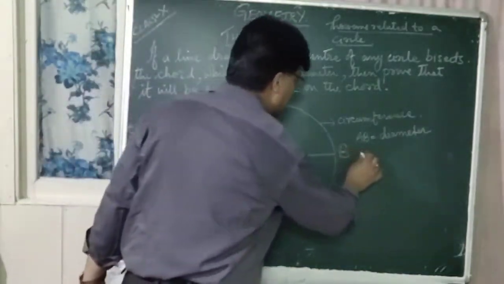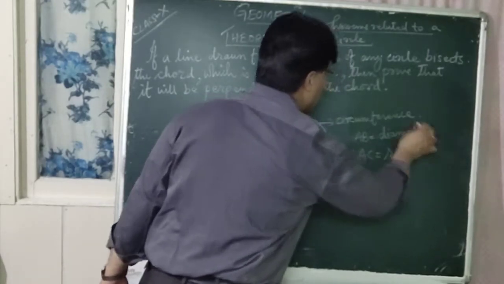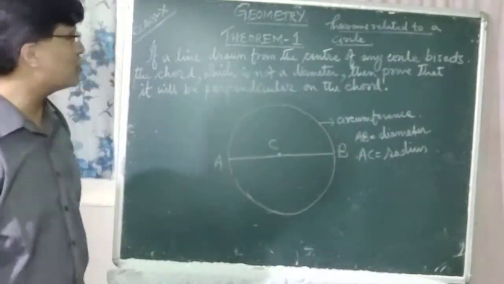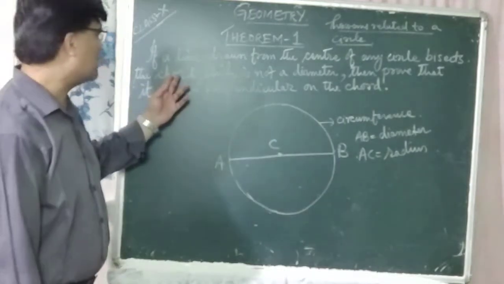AC लाई हामी के भन्छौं? AC लाई हामी भन्छौं radius of the circle. AC लाई चाहिँ हामी के भन्छौं? Radius of the circle भनेर भन्छौं. ठीक छ? अनि यहाँ एउटा के वर्ड आएको छ?